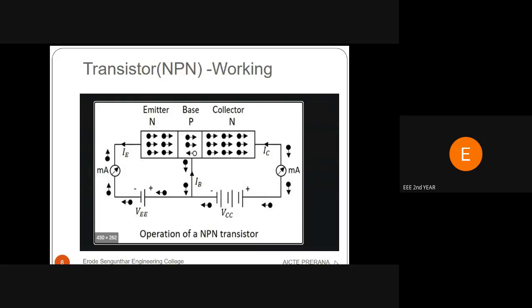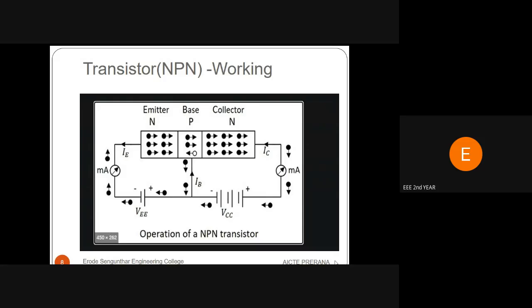To study the working of a transistor, the transistor is kept in the active region. So, the emitter base junction is forward biased and the collector base junction is reverse biased. The N-type emitter is connected to the negative terminal of the battery and the P-type base is connected to the positive terminal of the battery.